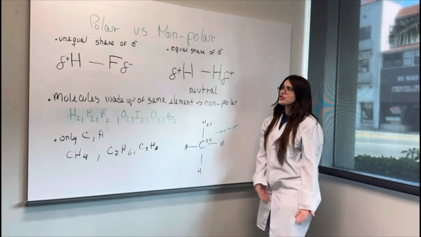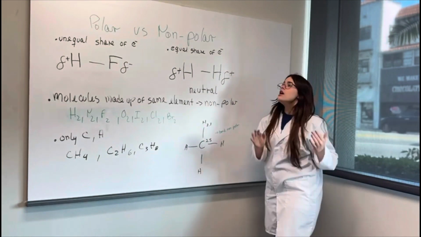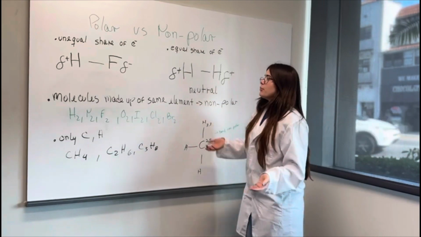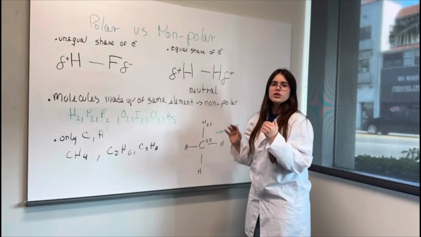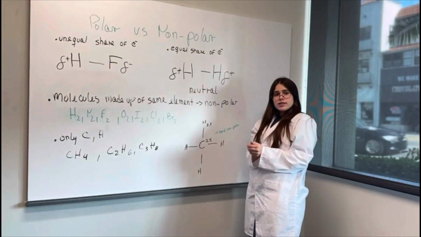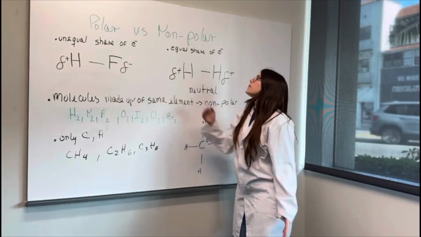Hello guys, this is Dr. Castro explaining polar versus non-polar molecules. To start with, a polar molecule is going to share the electrons unequally. For example, we have hydrogen and fluorine. Hydrogen is going to be positive, fluorine is going to be negative. So fluorine is going to pull the electrons toward itself, making this molecule share the electrons unequally.